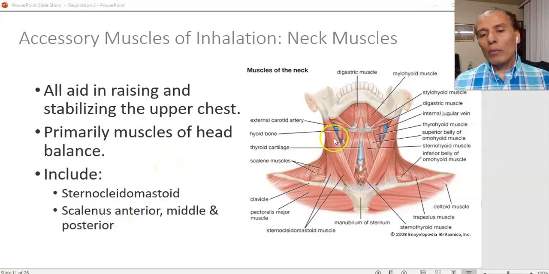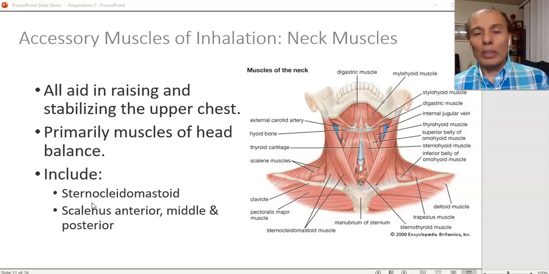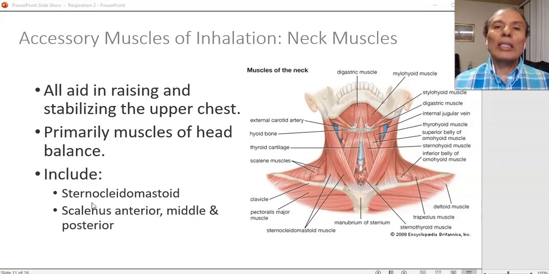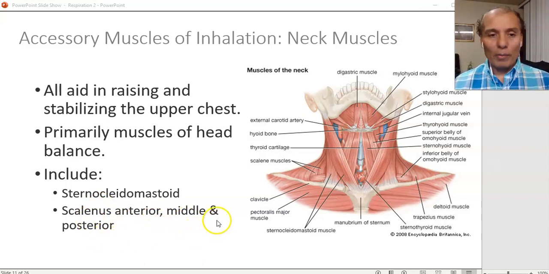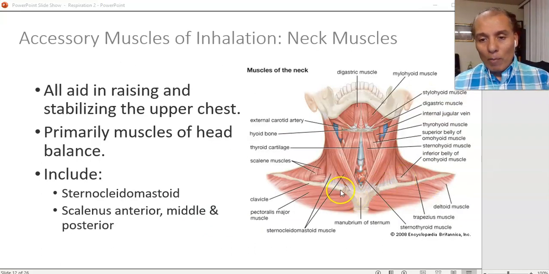So two particular sets are critical, and the first one is the sternocleidomastoid. The name seems complex, but if you think about it, it will make sense and it will be easier to remember. I'll explain. And then the scalenes, or the scalenus anterior, middle, and posterior. So the sternocleidomastoid, sternum is this bone, sternum.